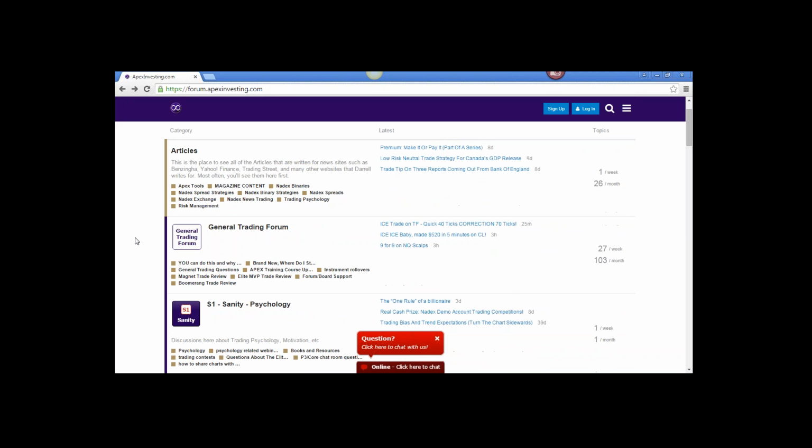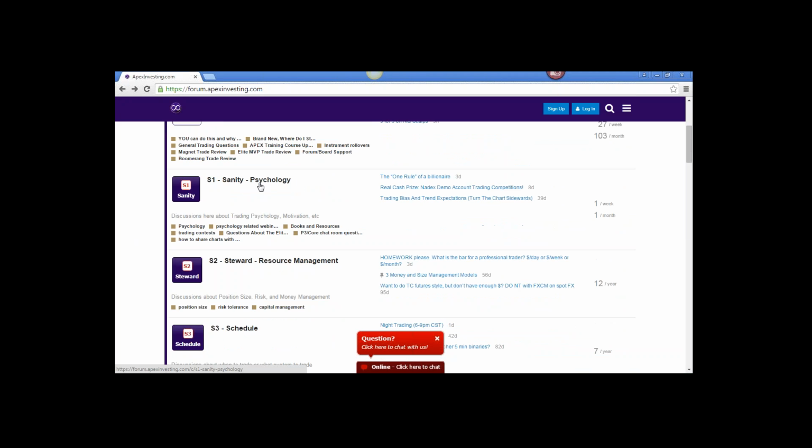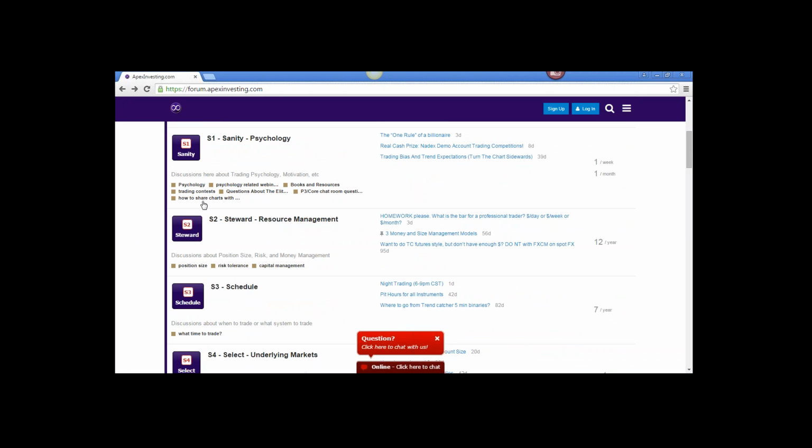But right here, Sanity and Psychology, Steward, Resource Management, and Scheduling. Those first three sections talk a lot about trading psychology and how to look at trading properly, how to overcome a bad day of trading and move forward, position size, risk tolerance, capital management, what you should risk and what not, knowing when to stop every day, whether that means when you're up or when you're down. So you were asking about trade management. Those are some good places for you as well.